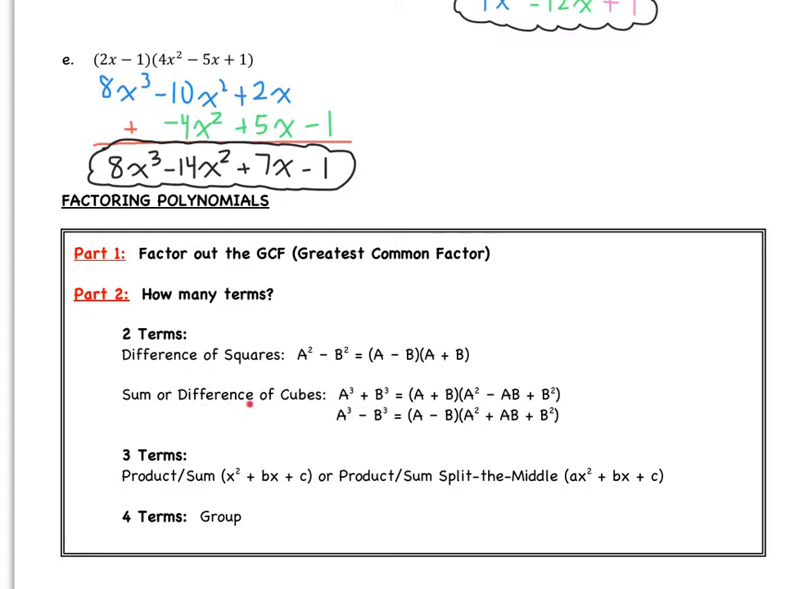Then there's sum or difference of cubes. So you did talk about this last year, but this is one that we always tend to forget. So perfect cube for our first term, perfect cube for the second term, and one's a plus, one's a minus. That's the sum of 2 cubes, difference of 2 cubes, okay? And we factor it accordingly.